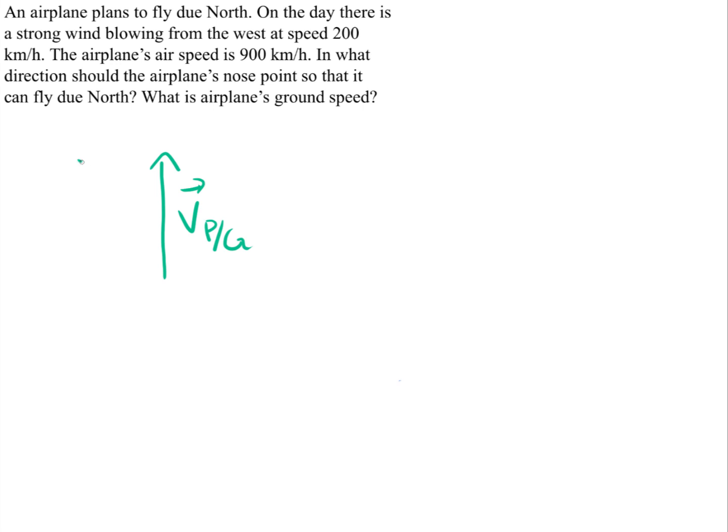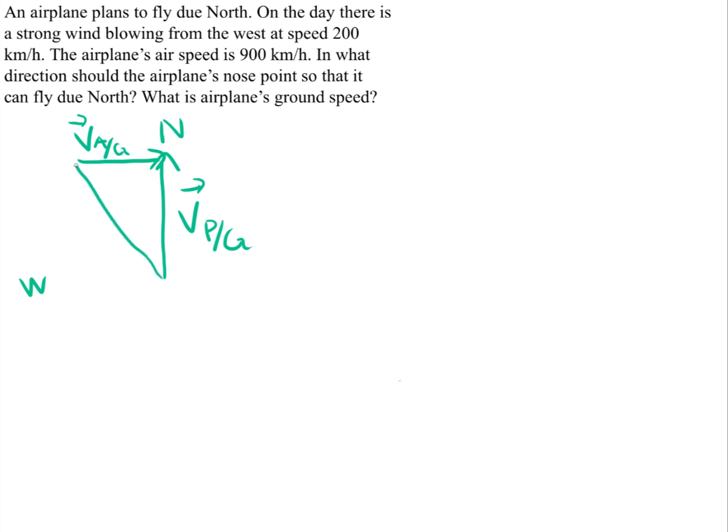It also says that there is a strong wind blowing from the west. So if that's north, then this direction is west. This will be the wind, and I'm going to say that this is the velocity of the air with respect to the earth or the ground. This is simply the wind speed. It's like saying if you're standing on the ground, the air will be moving at this velocity relative to you, since you're not moving. It's blowing from the west, so it's pointing towards the east.